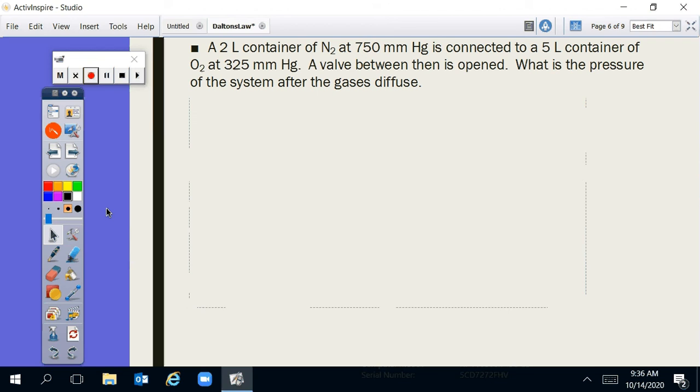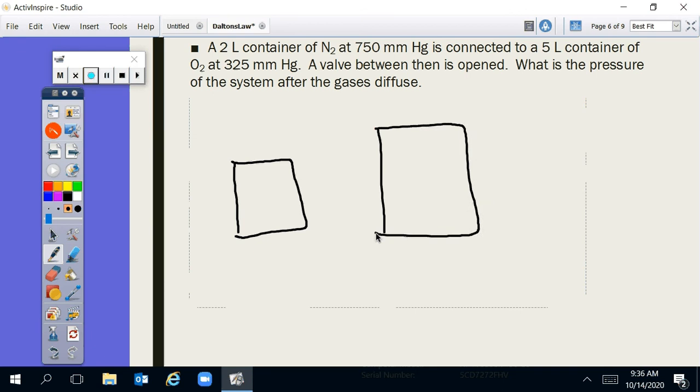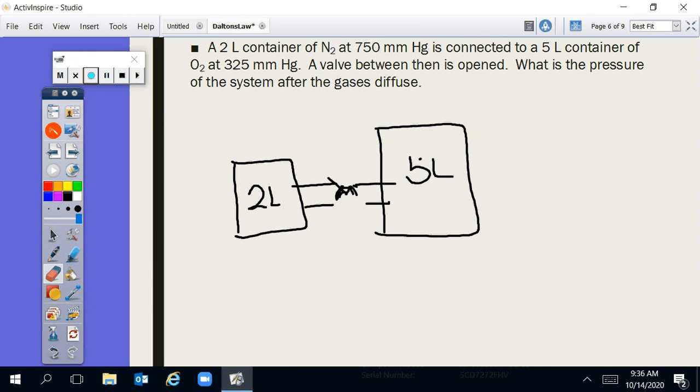Okay, so first, before we start, let's just draw a picture to make sure we understand what's going on. We have a 2-liter container, and then we have a 5-liter container, connected by a tube with a valve here. Once that valve is opened, the gases diffuse together.